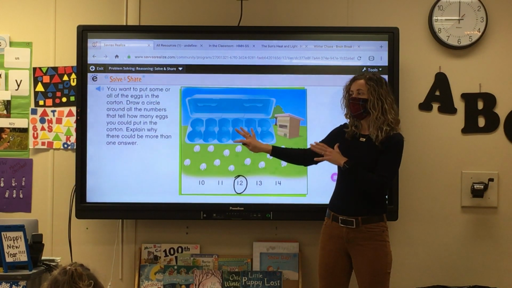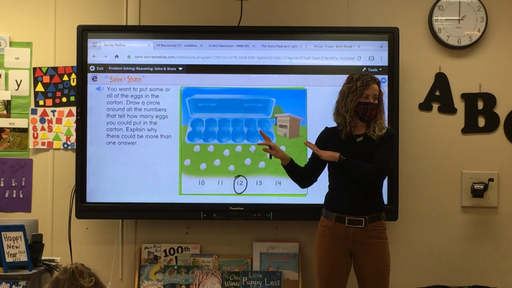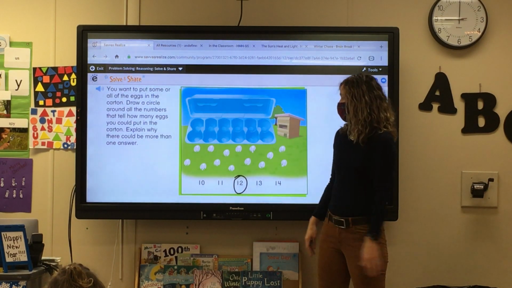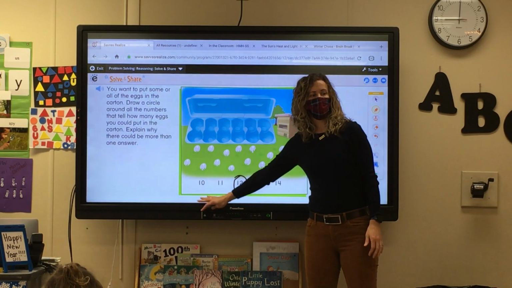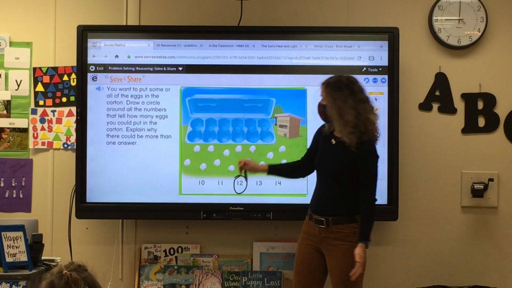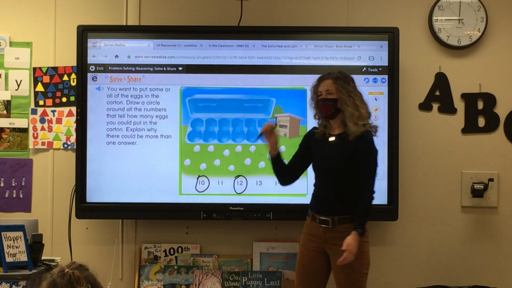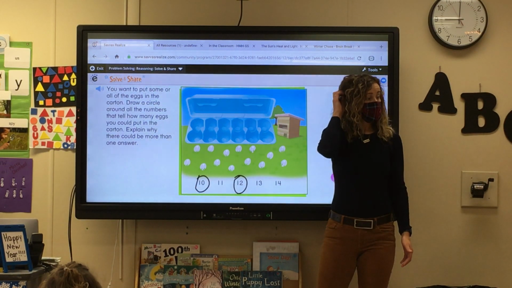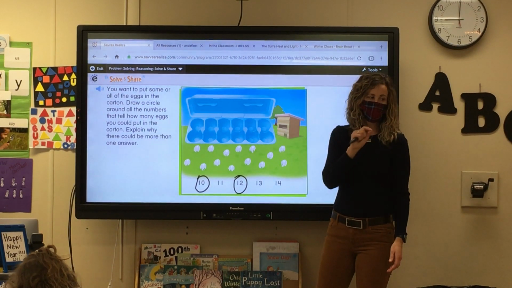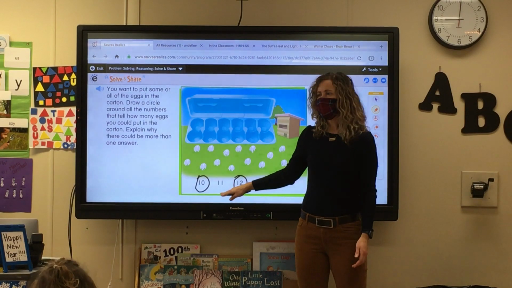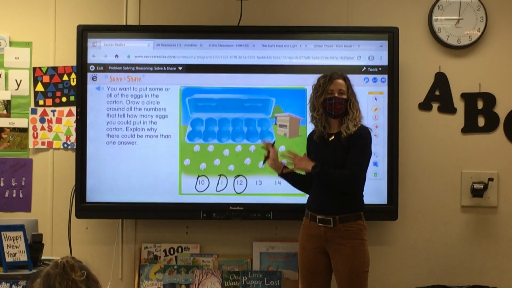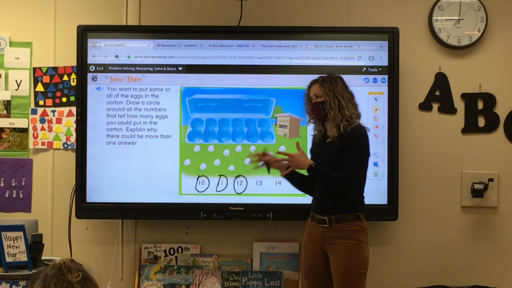All right, what other amounts can we fit inside of the carton? Can I put, let's start at the bottom here. Can I put 10 eggs inside the carton? Yeah, there's room for 10. So let's go ahead and circle 10. You're right. We can definitely fit 10. Circle the 10. Okay, can you put it a little darker? Can we fit 11 eggs? Yeah. Okay, because 10 and 11 are less than 12, right? So we can definitely fit them.